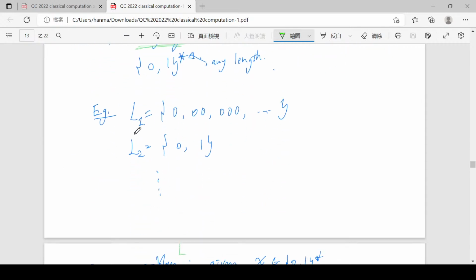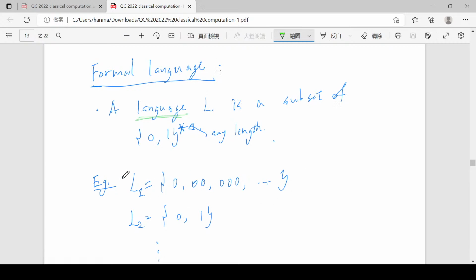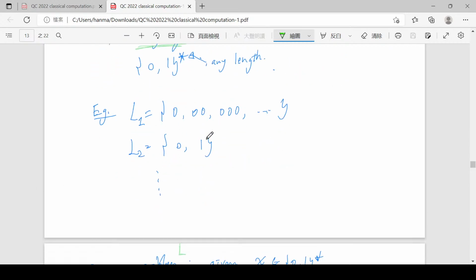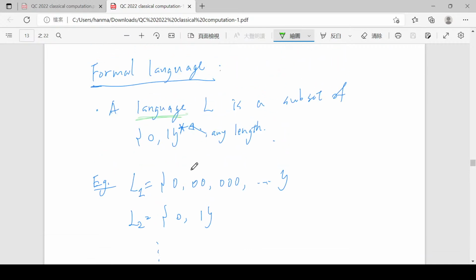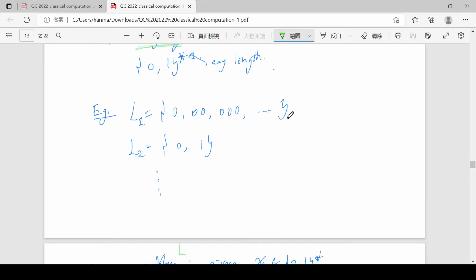And so that's a language of infinite size. And we can also have even simpler language. So a language that has only two elements, 0 and 1. Okay. And so this is very simple set theory. You have some set, and language is a subset.